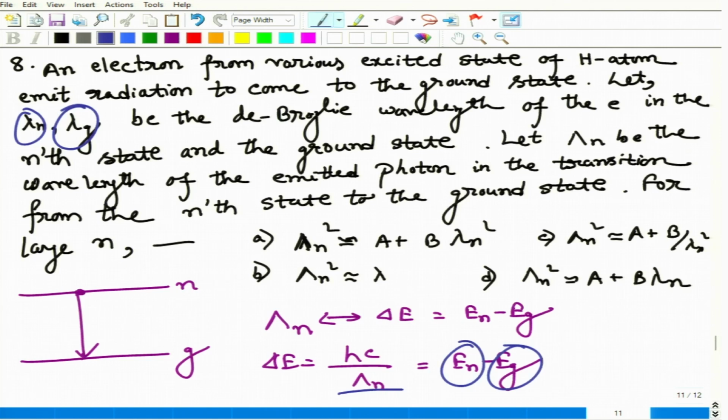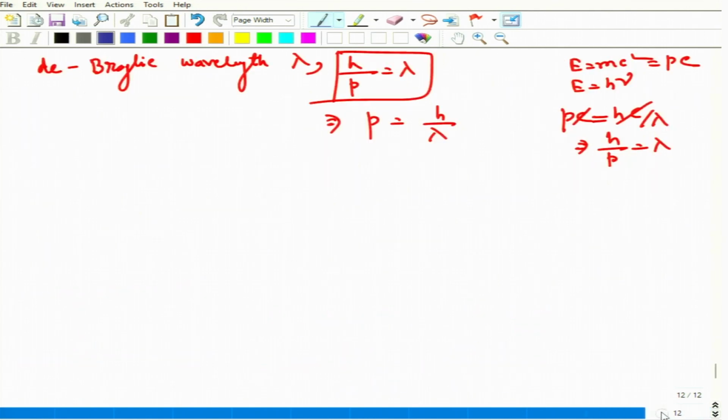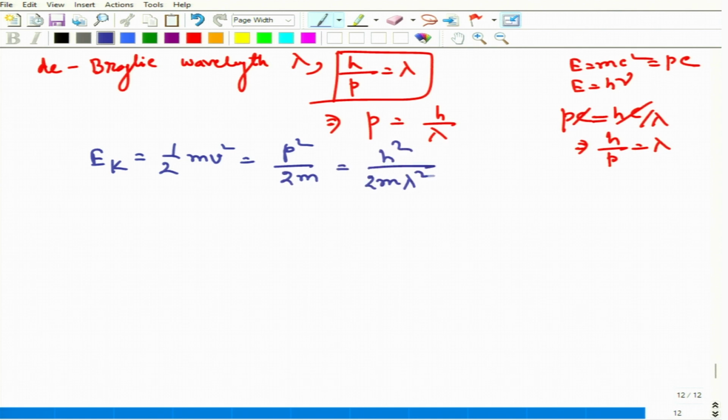Kn and k are given. k is h square by... okay, let us do what we can do. P means the momentum, but we know that kinetic energy Ek is half mv square, so we can write it as P square by 2m. So it is h square by 2m lambda square, we can write it.